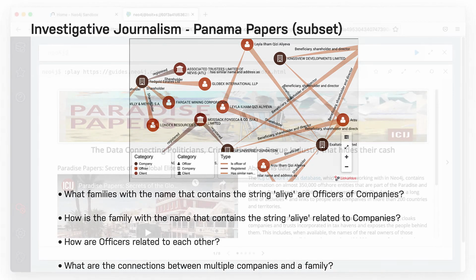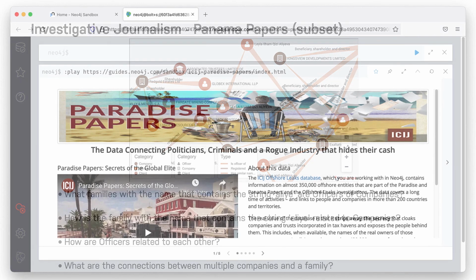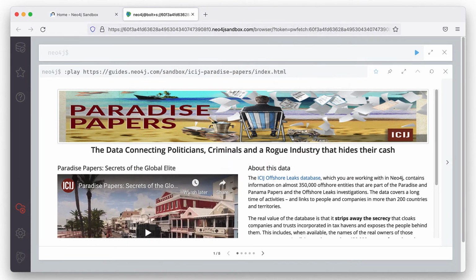Another graph that has been created by the ICIJ contains information on almost 350,000 offshore entities that are part of the Paradise and Panama Papers and the offshore leaks investigations. The offshore leaks data exposes a set of connections between people and offshore entities. You can play with this graph by creating a Paradise Papers sandbox and querying the data.